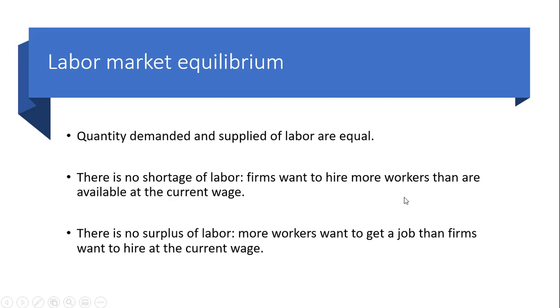Firms want to hire more workers than are available at the current wage, so that's what we mean by a shortage, where firms are having a hard time filling vacant positions. And a surplus is a situation where more workers want to get a job than firms want to hire at the current wage in the marketplace. So equilibrium is characterized by harmony between the employers and employees. There is no shortage of labor. There is no surplus of labor.